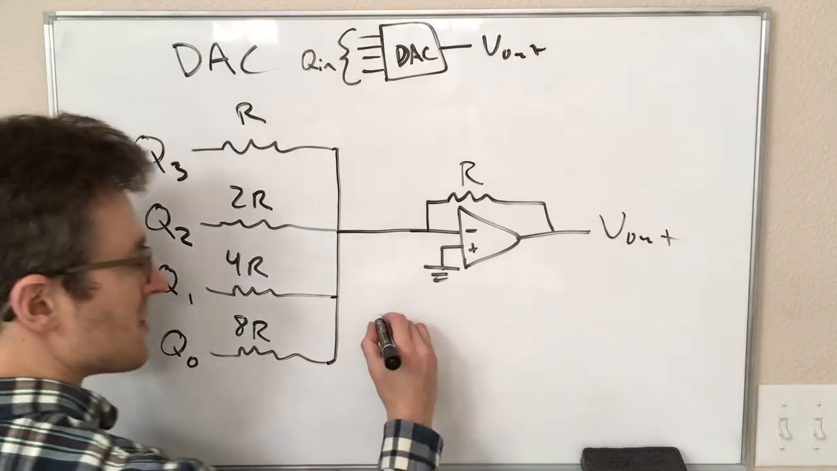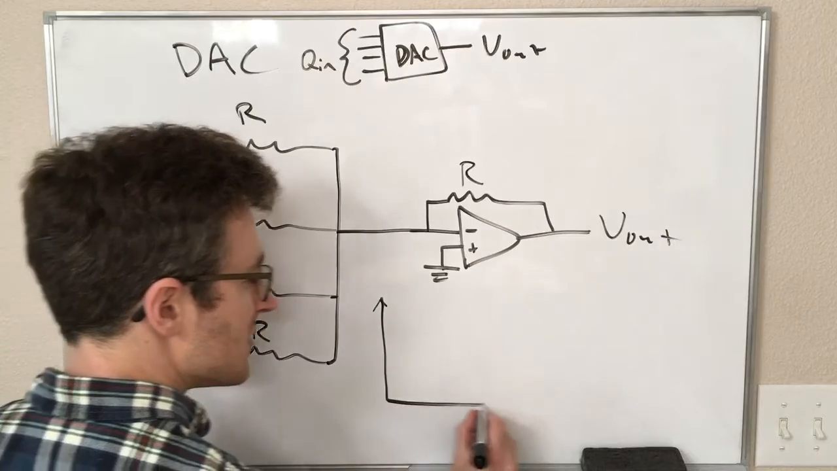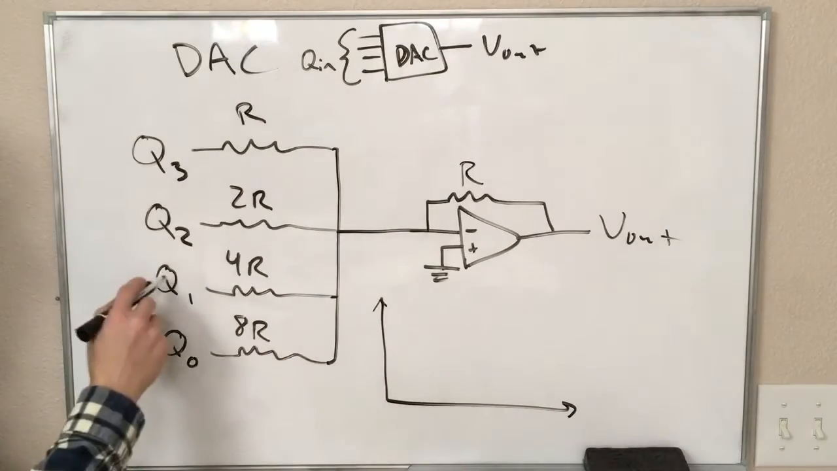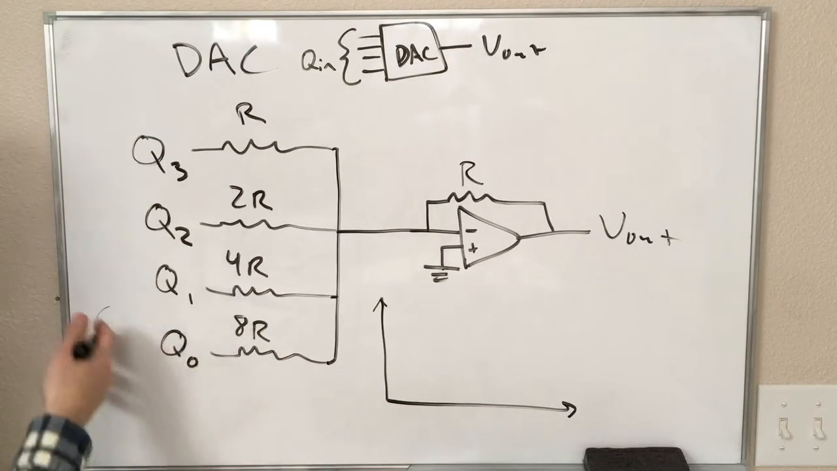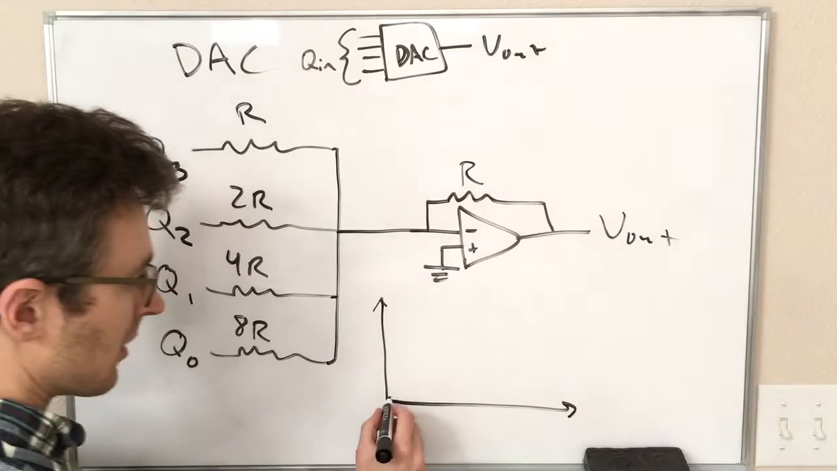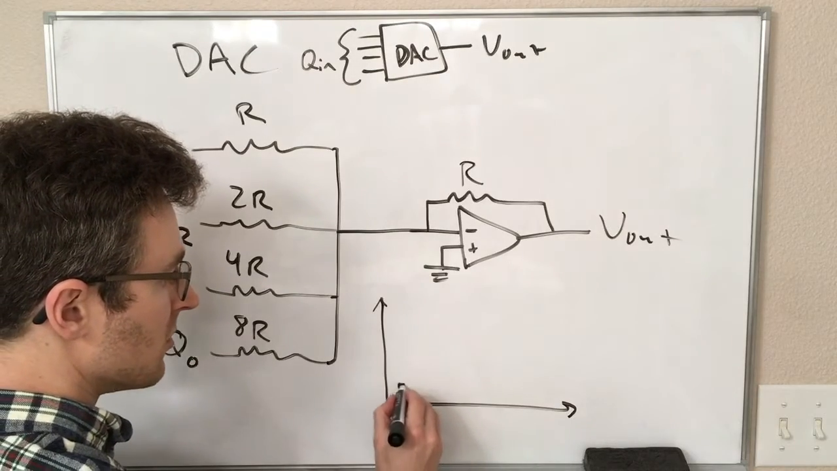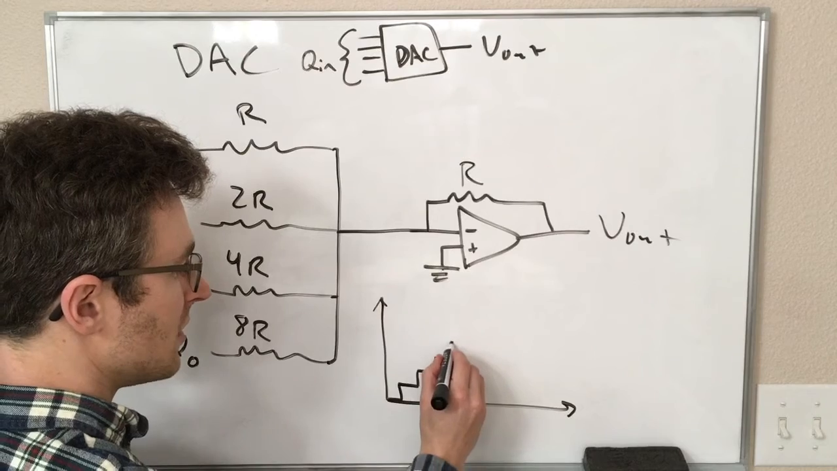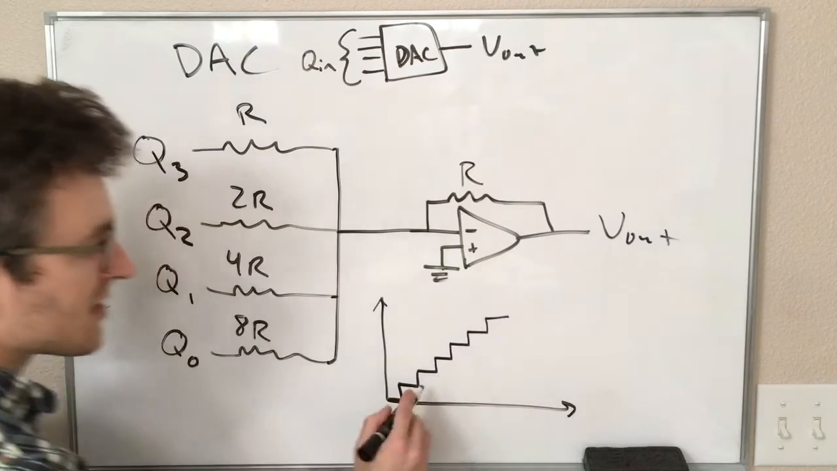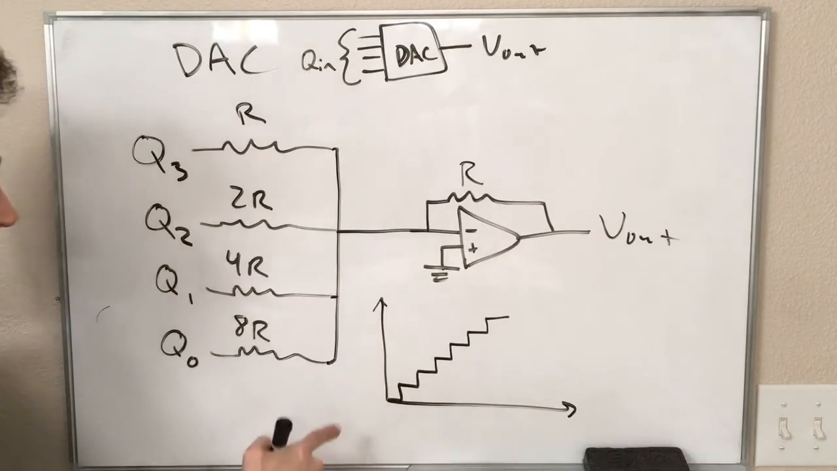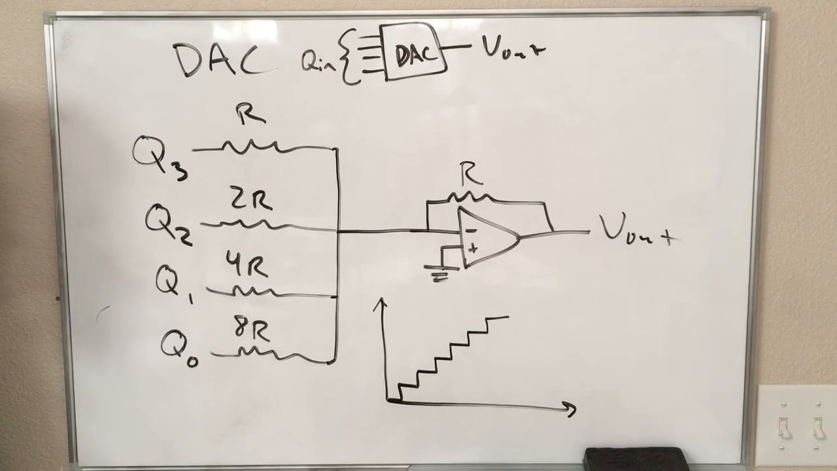Or what that means in maybe a graph form is if we count up one bit at a time, like cycling through our counter or something, our output is going to increase in these even-sized steps. So each of these steps is 1/15 of our full scale voltage. So if they're all on, that's the number 15, right?